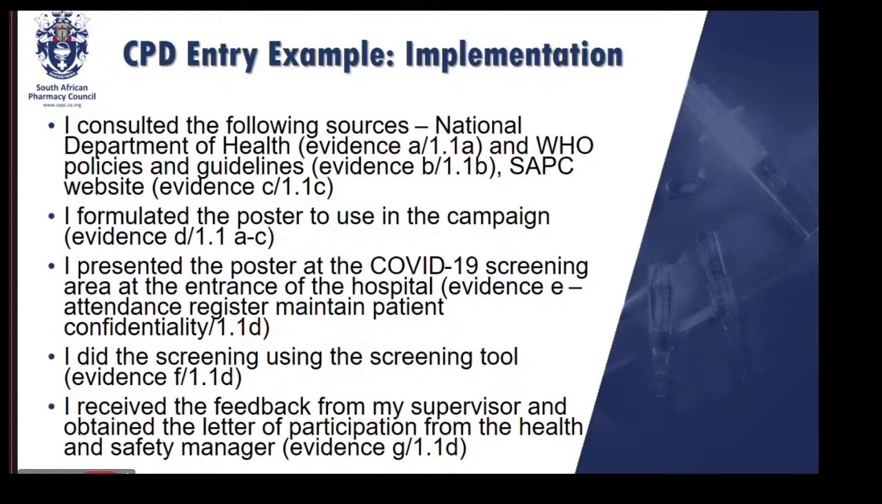Right. So now we're swapping over to the third phase of the CPD cycle, the implementation. What did I do? You write very clearly what you did, what you made, where you presented, you did the screening, you received the feedback. But what I want you to look at very carefully on this slide is not only is the story here of what you did, but you've linked it to the evidence as you've labeled. So you've got evidence A, B, C, D, E, F, G. That's 7 pieces of evidence, and you've labeled them A, B, C, D, E, F, and G. And each one of those you've linked to a specific behavioral statement. So you've labeled your evidence and you've linked it to a behavioral statement.